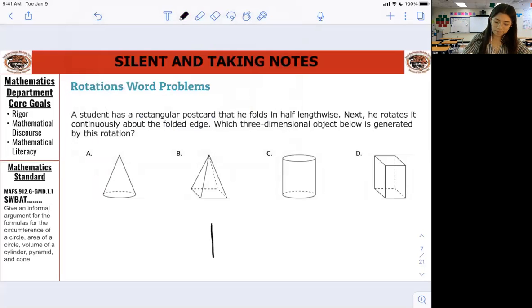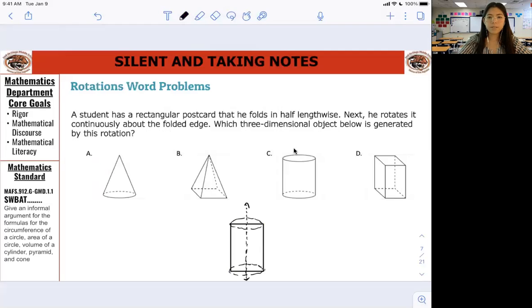I have a postcard. It's probably going to be a rectangle shape. Let me make that better. That's more of a square. Okay, so here's my rectangle. And he folds it in half lengthwise, so the long side. Then he's going to rotate it continuously about the folded edge. So we're spinning around and around this way. And that's going to give us our cylinder. Any questions on this one?